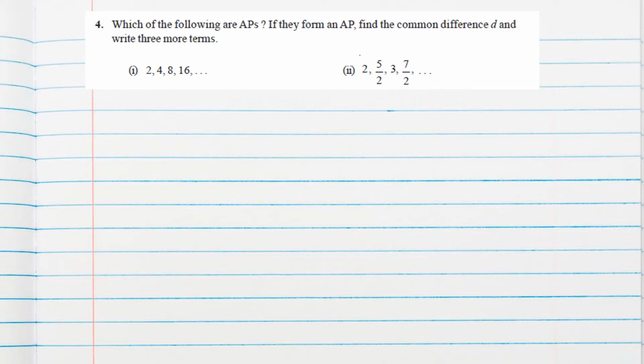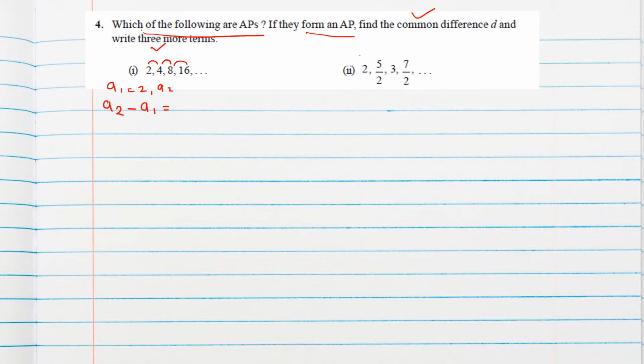The following are APs. If they form an AP, find the common difference and write 3 more terms. Here we have to check whether the lists of numbers are APs or not. If they form an AP, then we should find the common difference and 3 more terms. To check this, we have to find the difference for each term.